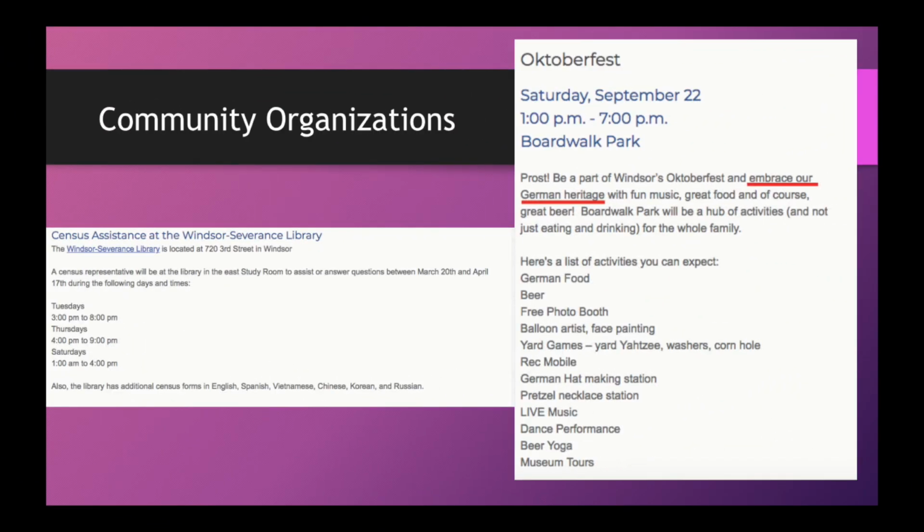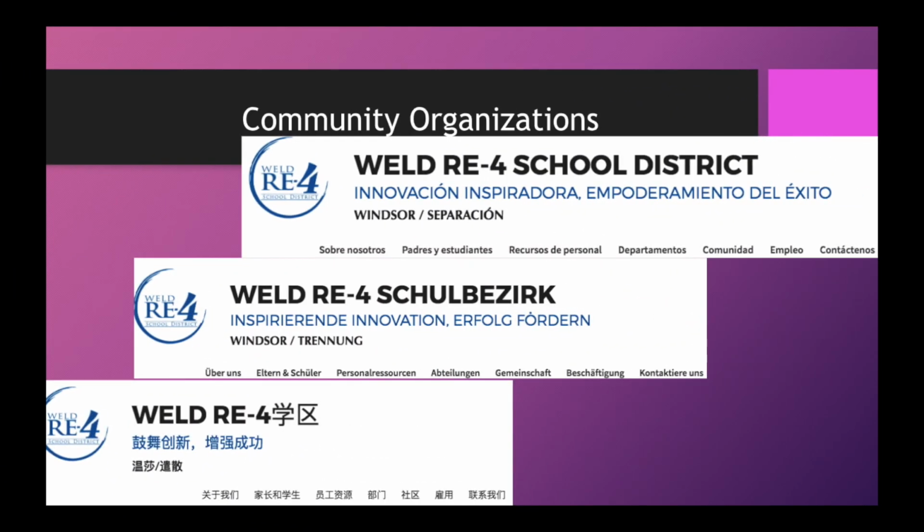The 2010 census included forms in Spanish, Vietnamese, Chinese, Korean, and Russian. And this year, Windsor started an Oktoberfest to help embrace their German culture. The Weld RE4 website is available to be translated into multiple languages, including Spanish, Cantonese, and German. School registration paperwork is available in Spanish, IEPs are available in Spanish, and translators for any language are available for families as they need them.